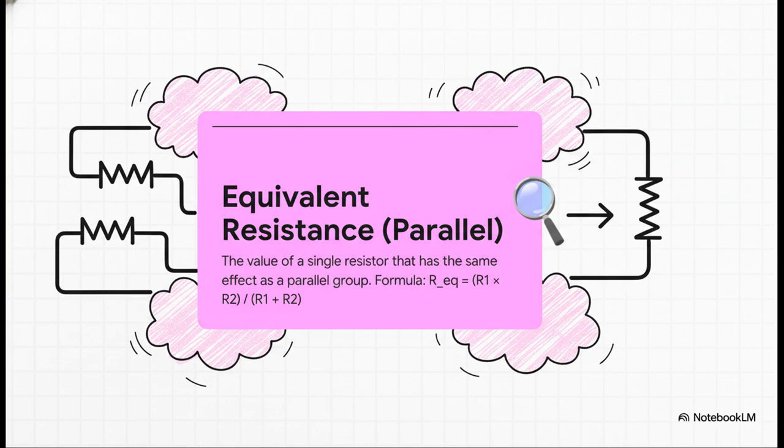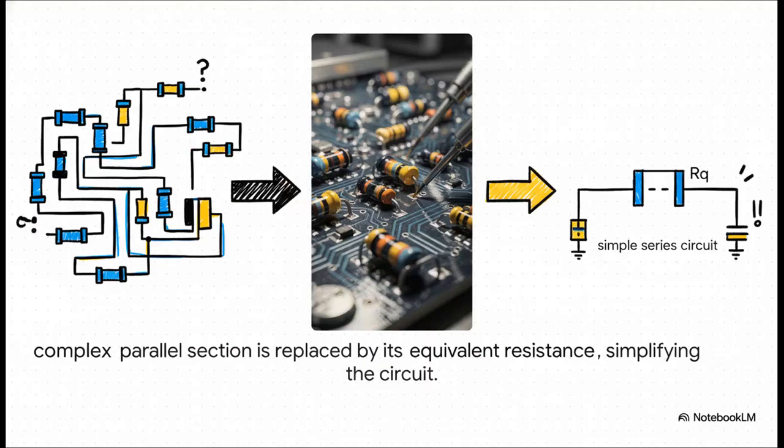And hey, for two resistors in parallel, there's an amazing shortcut formula. It's called product over sum. You literally just multiply the two resistor values on top and add them on the bottom. So easy. And boom, this right here shows you the power of reduction. Just like that, we've taken that tricky parallel section and swapped it out for one single, simple equivalent resistor.